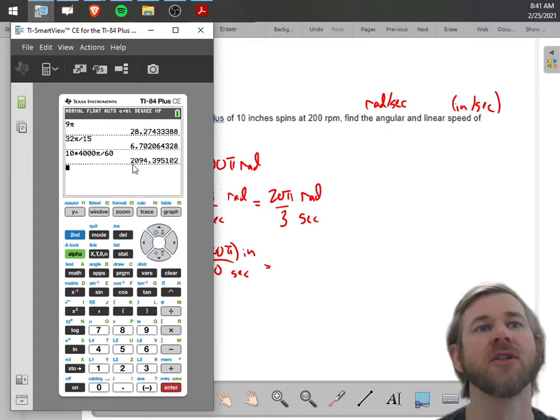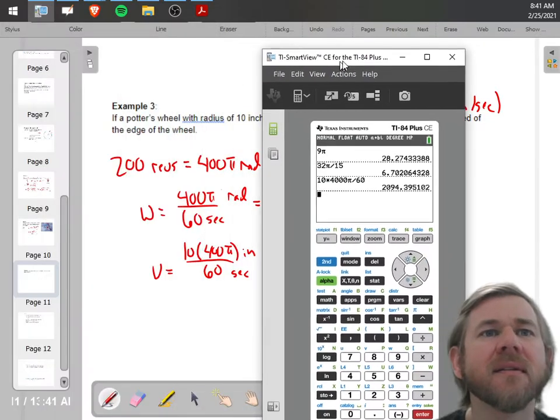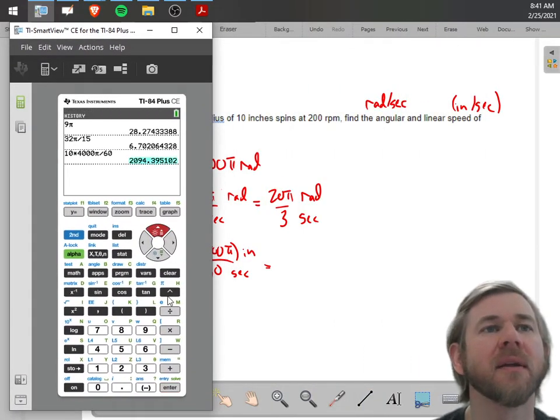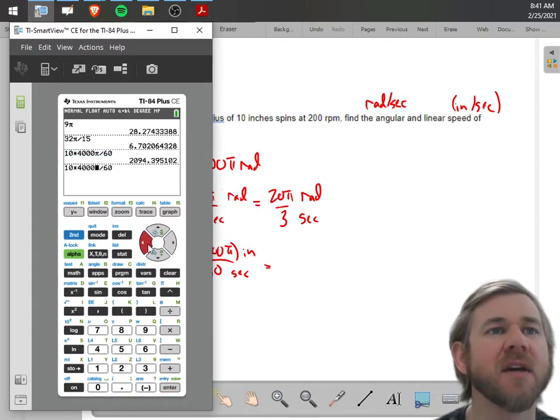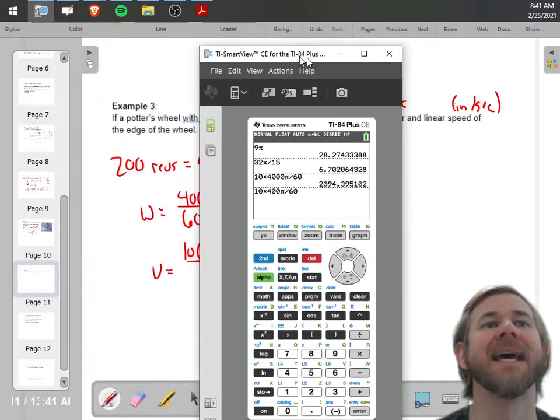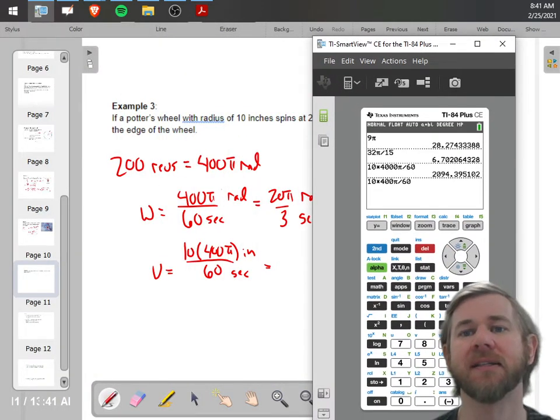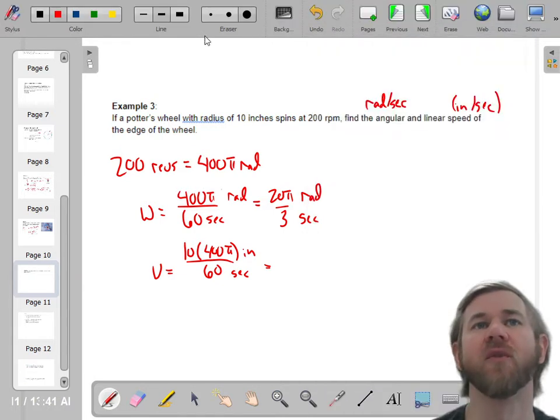And that is 2,094. Wait, I think I got too many zeros. Yeah, it's 400 pi. It seems especially fast. Okay, so it's 10 times 400 pi divided by 60. Yeah, just move the decimal. 209.44.